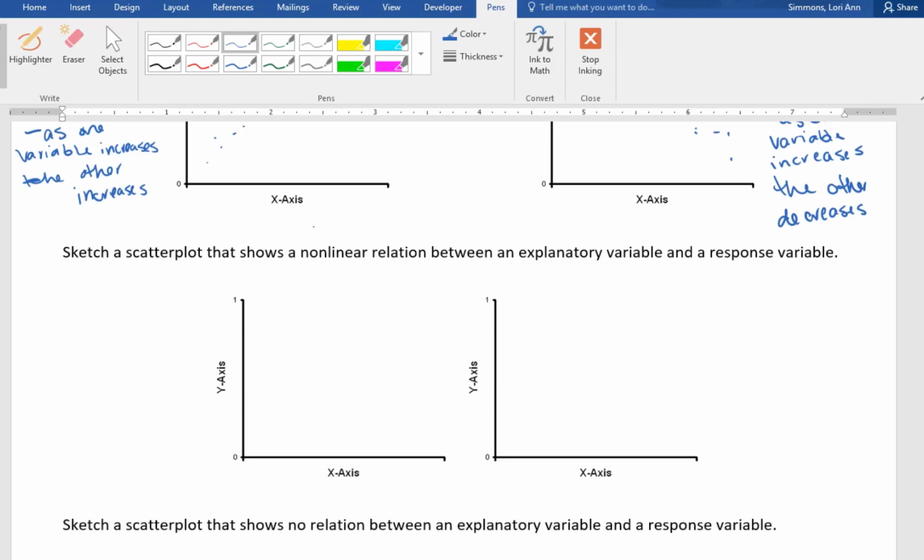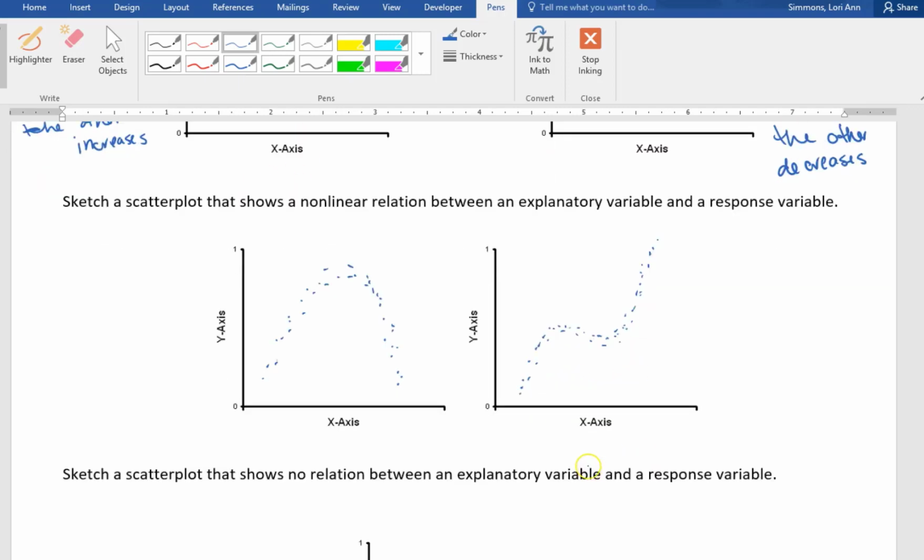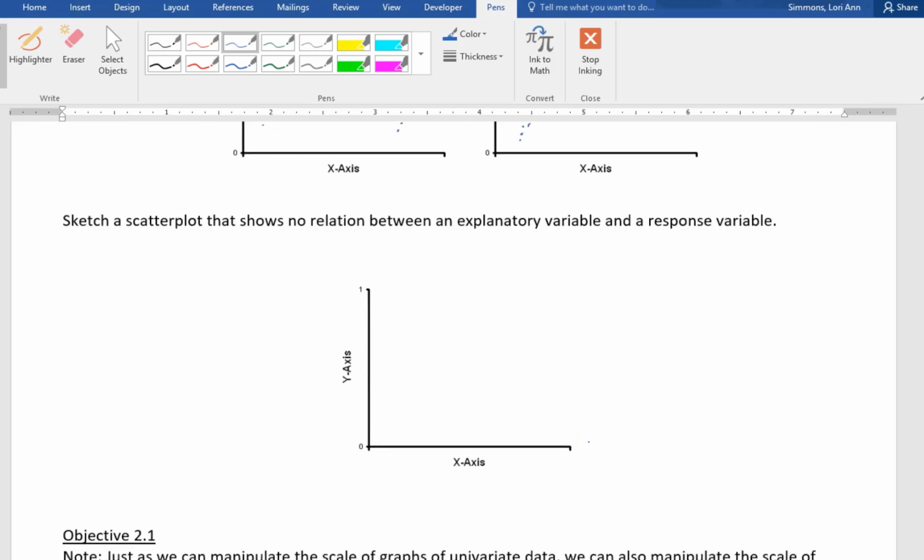Next, let's sketch a scatter plot that shows a non-linear relation. So it has a relationship, but just not linear. So this is non-linear, but you can clearly see it does have a relationship. And here's another example. Again, it's not linear, but it does clearly have some kind of a relationship. Lastly, sketch a scatter plot that shows no relation. So this is just dots all over. You can see that there's no pattern being defined. So this would be no relation.